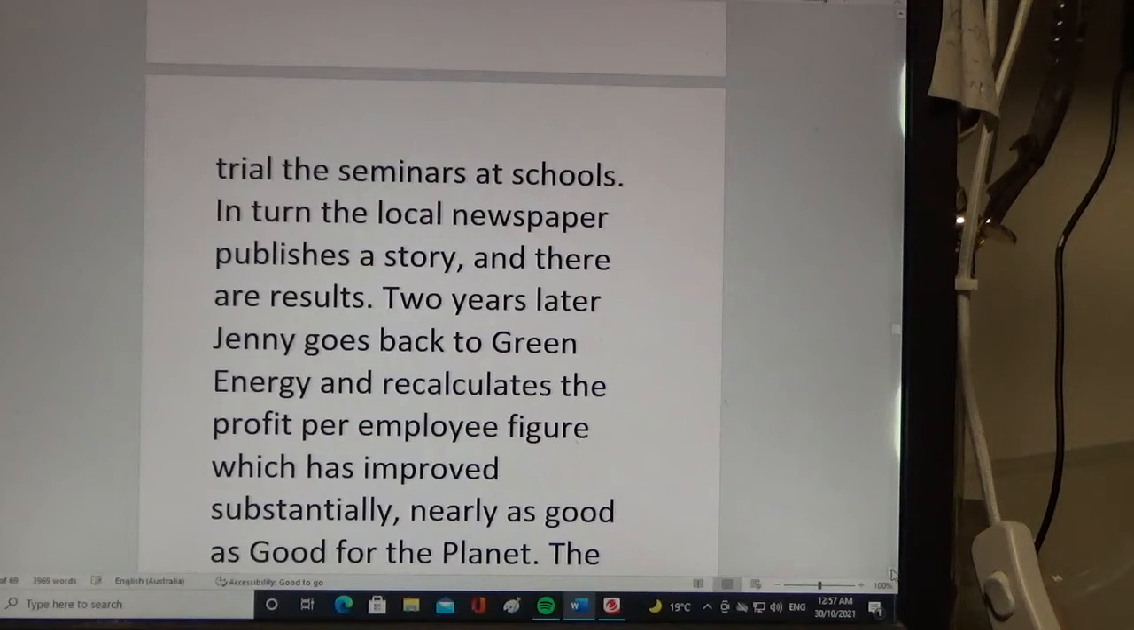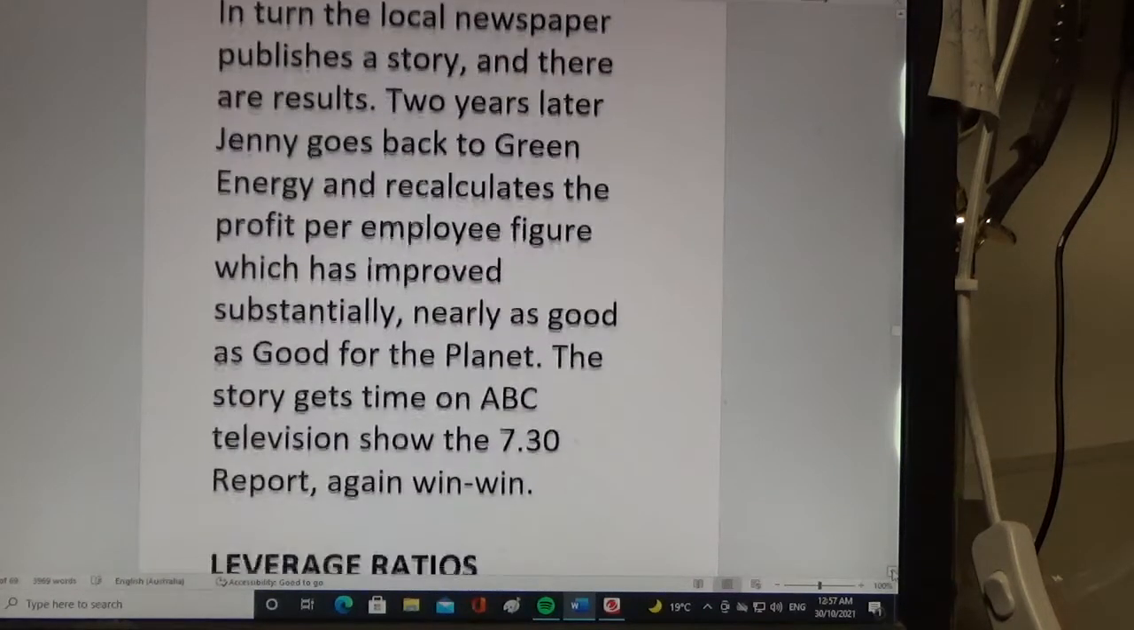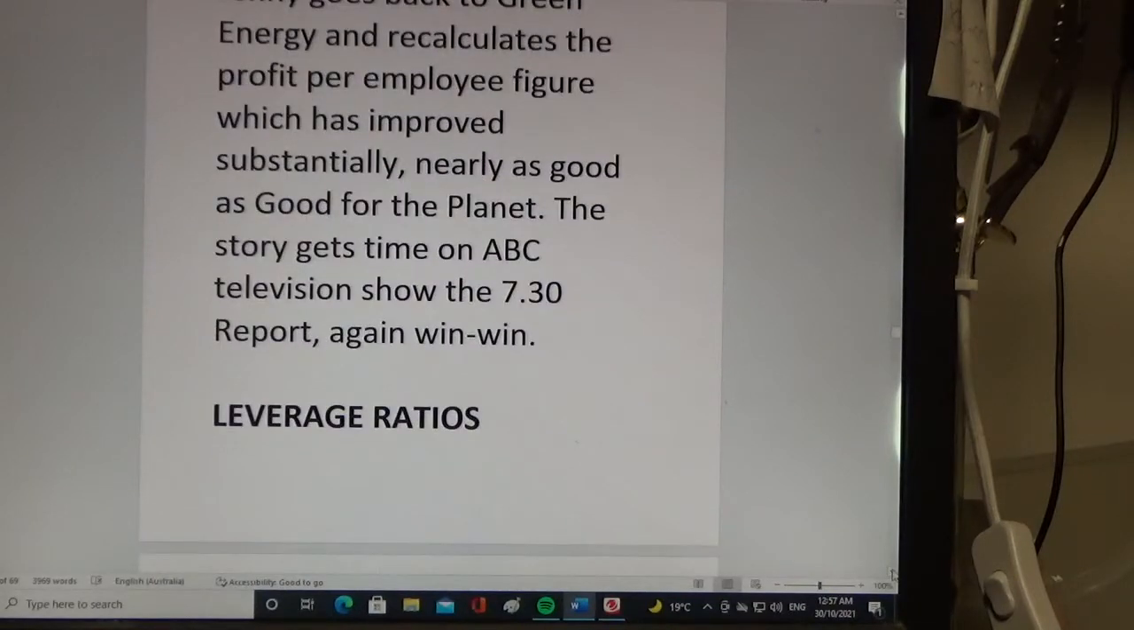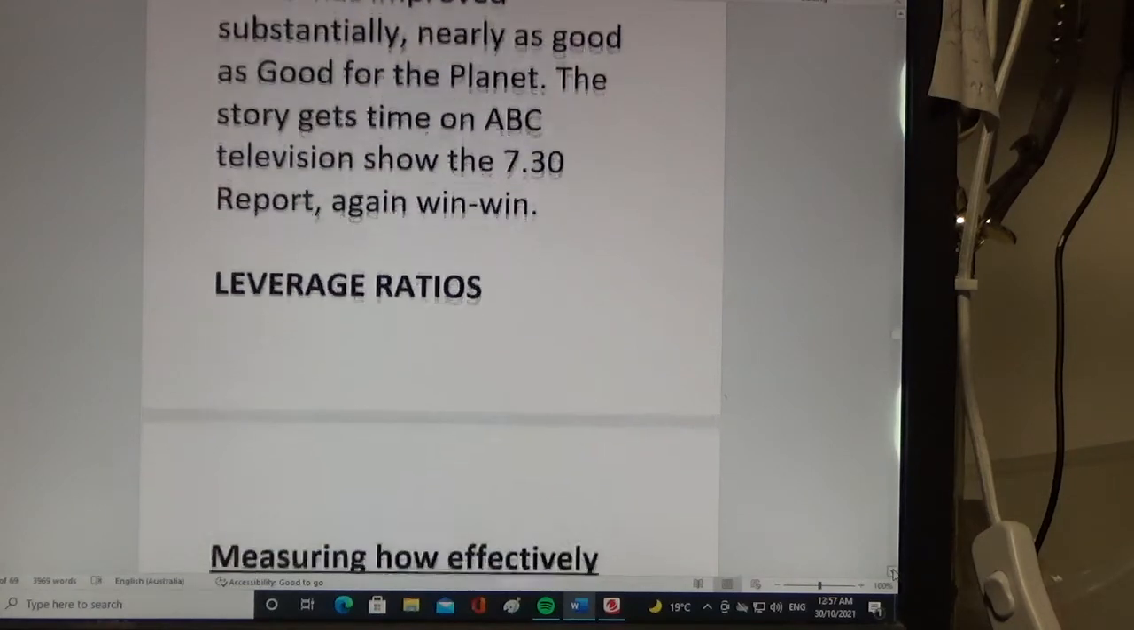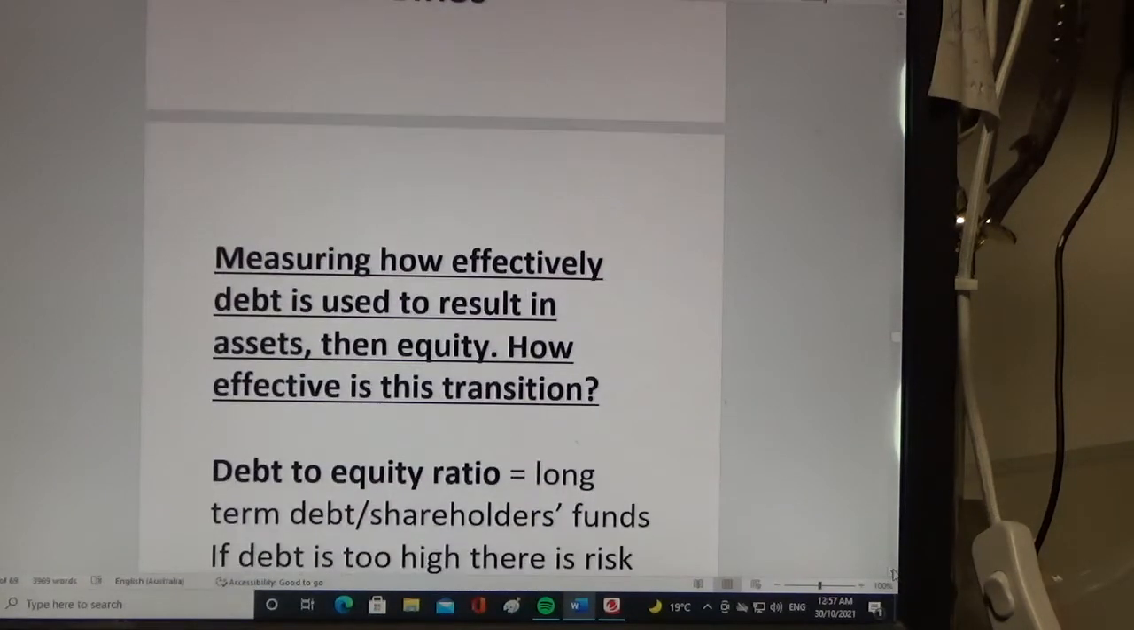In turn, the local newspaper publishes a story, and there are results. Two years later, Jenny goes back to Green Energy and recalculates the profit per employee figure, which has improved substantially, nearly as good as Good for the Planet. The story gets some time on the ABC television show, the 7:30 Report. Again, it's win-win. Just a fictitious example.